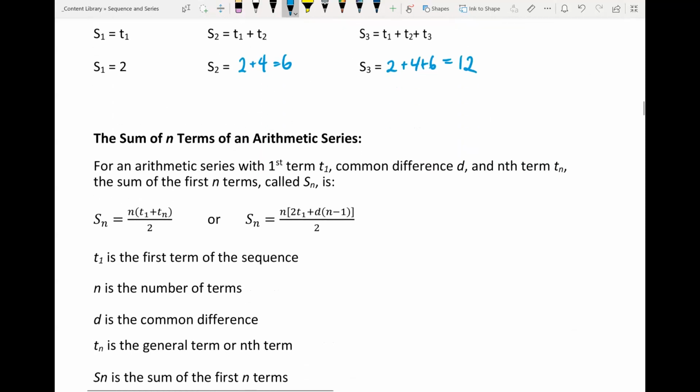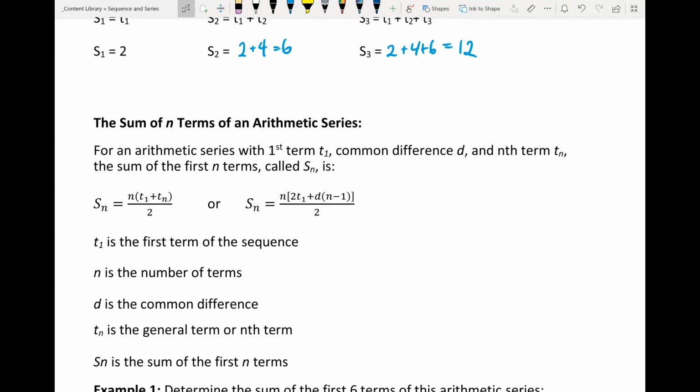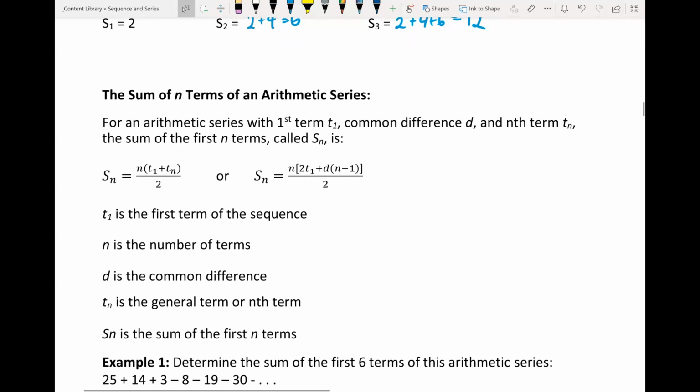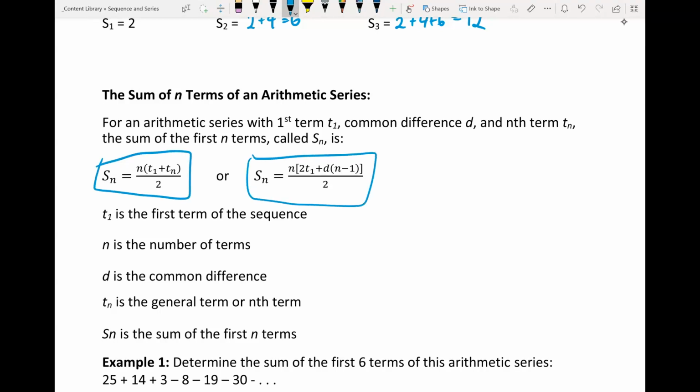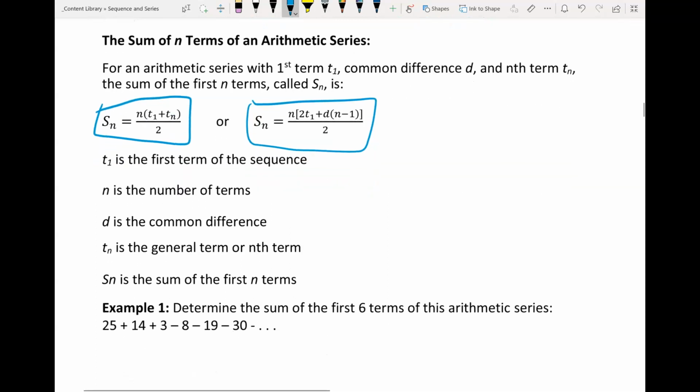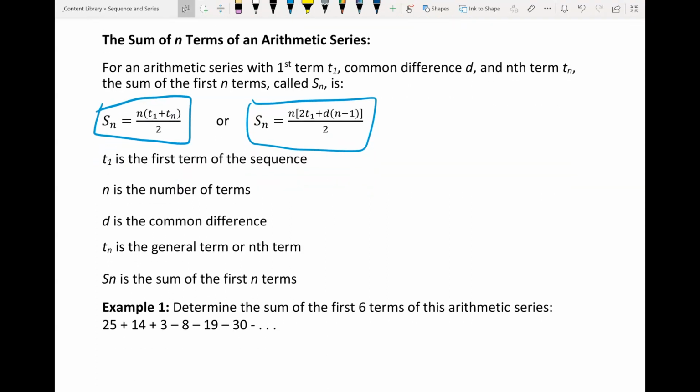So if we want to calculate the sum of n terms of an arithmetic series, we're going to use the following two formulas, either this one or this one. It really depends on what information we have to pick which one we're going to use. So T1 is the first term of the sequence, n is the number of terms, d is the common difference, Tn is the general term or the nth term, and Sn is the sum of the first n terms.